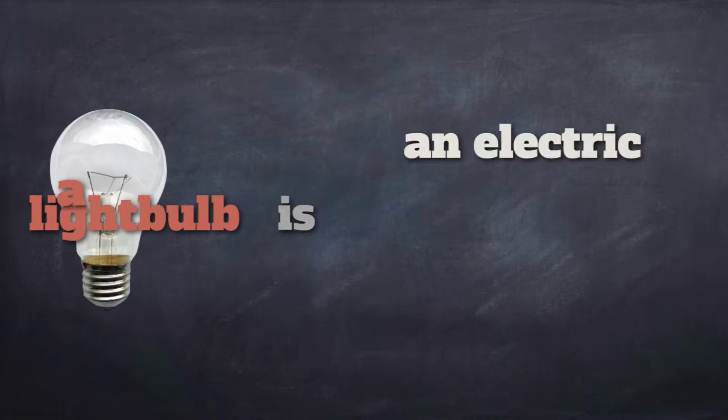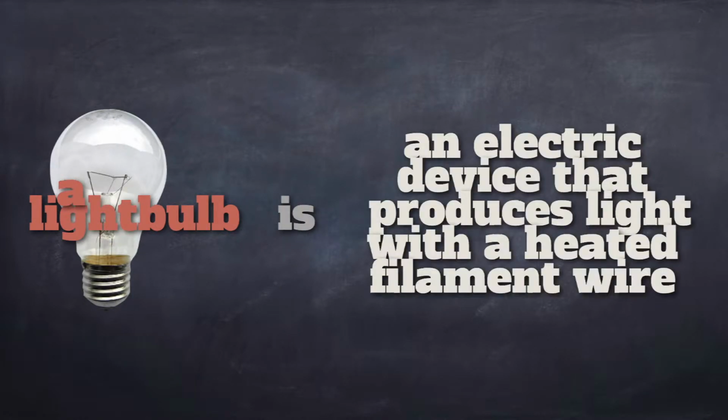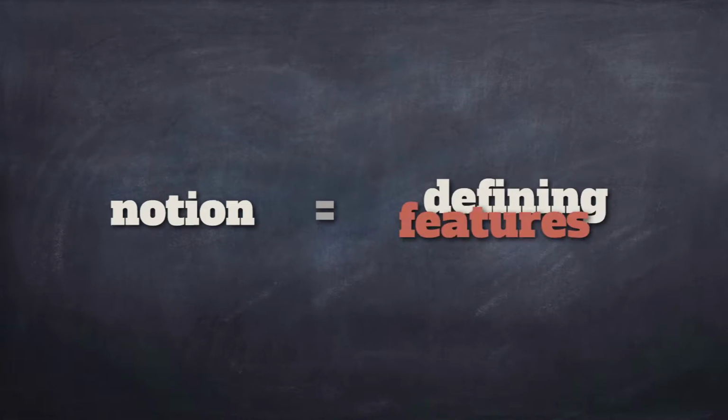This is the classic A is B definition, in which the concept to be defined is mentioned before one actually defines it. Examples of this kind of definition are: a light bulb is an electric device that produces light with a heated filament wire. You equate a notion to the features that define it.